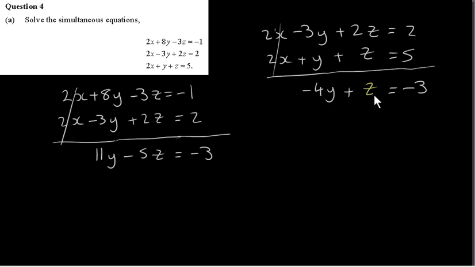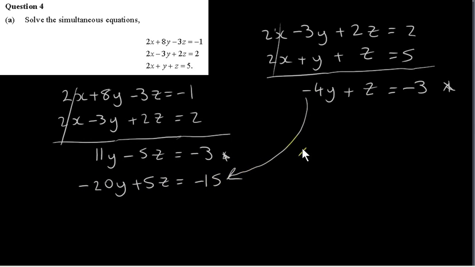So now we have two equations in y and z. And we solve between these two equations to find y and z. The easiest thing to do is to multiply this equation by 5 and add it onto this equation. So multiplying this by 5 gives us minus 20y plus 5z equals minus 15. So we just multiplied this equation by 5 and simply add the equations.